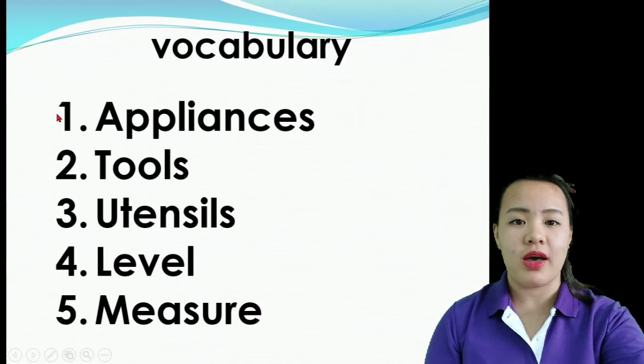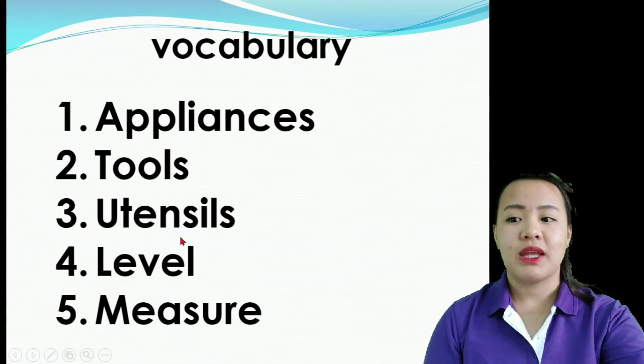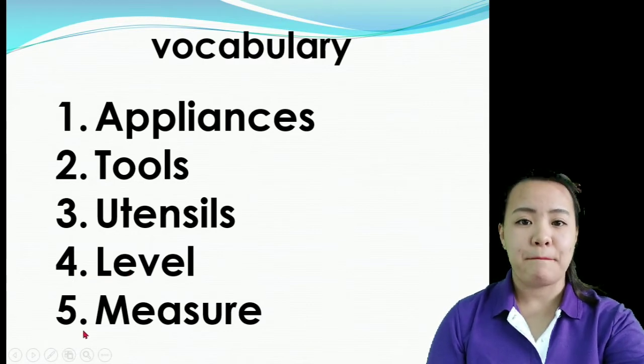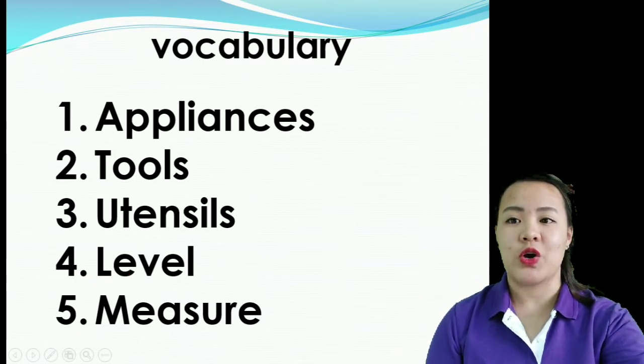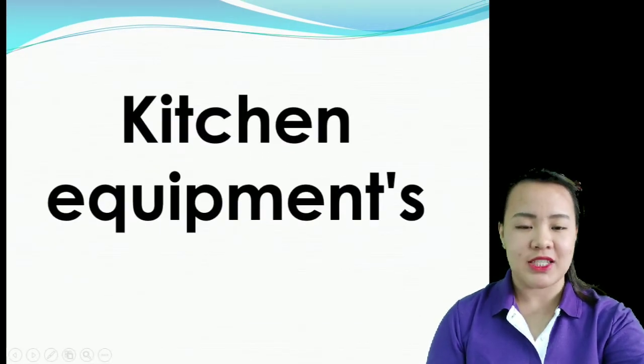Vocabulary number 1, appliances. Number 2, tools. Number 3, utensils. Number 4, level. Number 5, measure. Okay, so next, kitchen equipments.